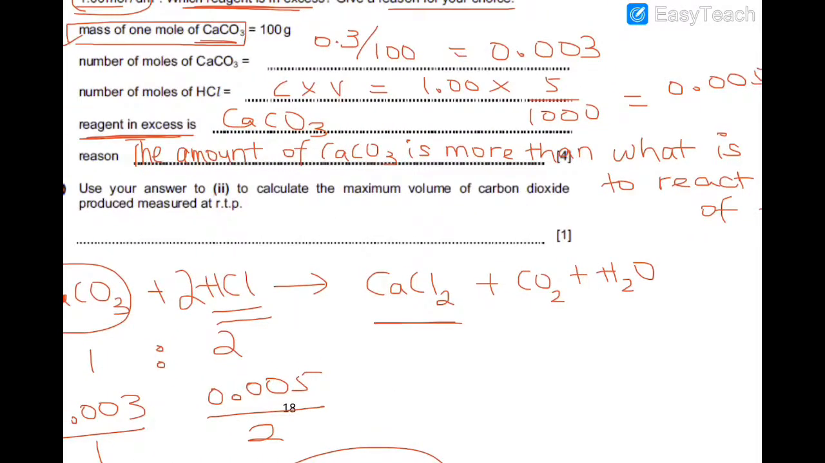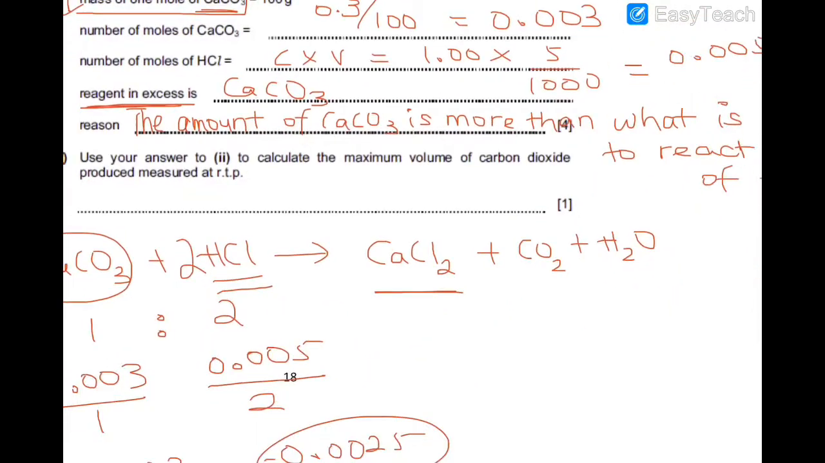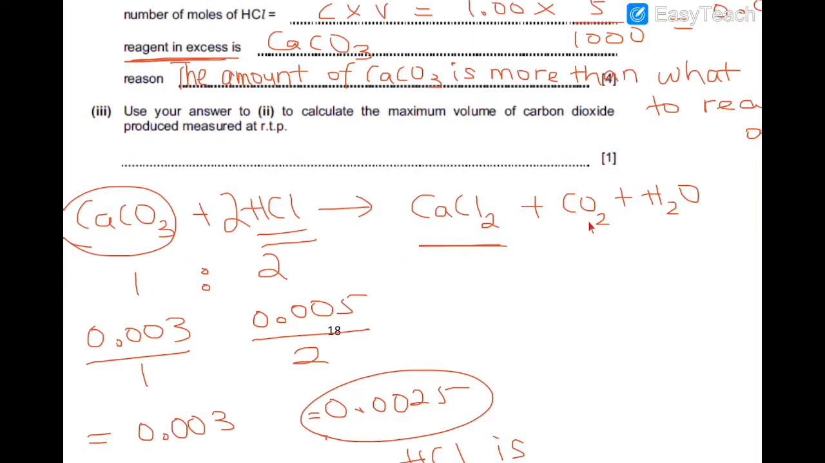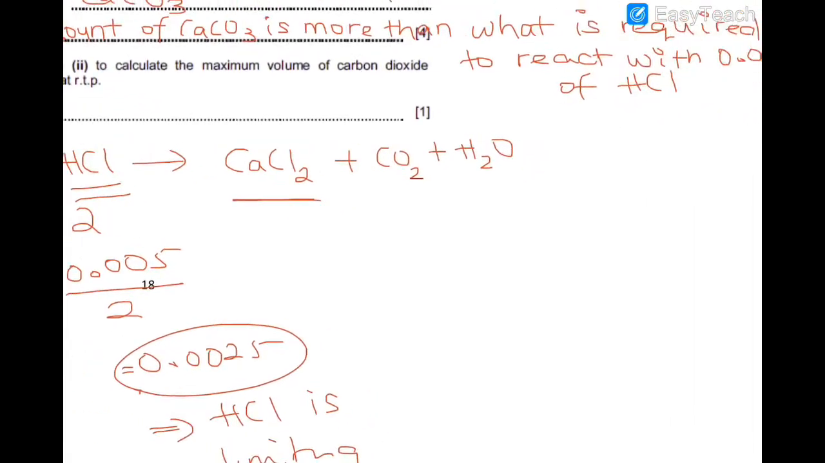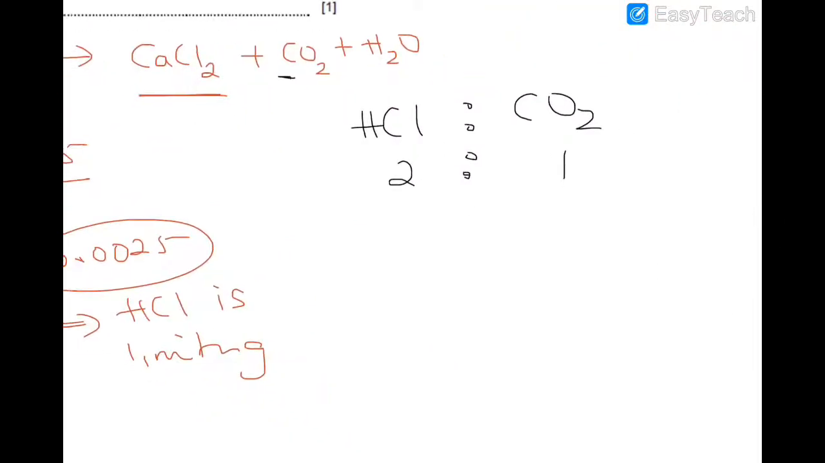And use your answer in 2 to calculate the maximum volume of carbon dioxide. So the volume of carbon dioxide will depend on the reagent which is limiting. So it will depend on the number of moles of HCl. So from the equation, HCl to carbon dioxide is 2:1. So you see 2:1 here.